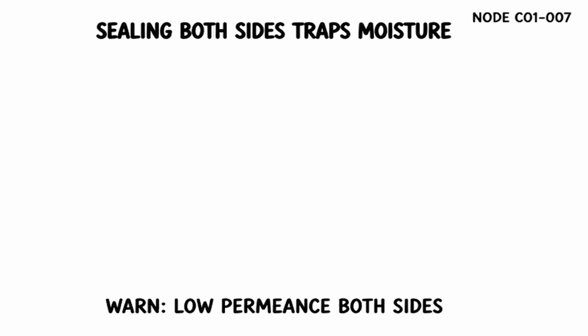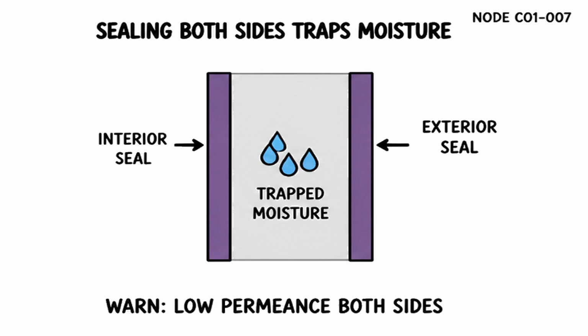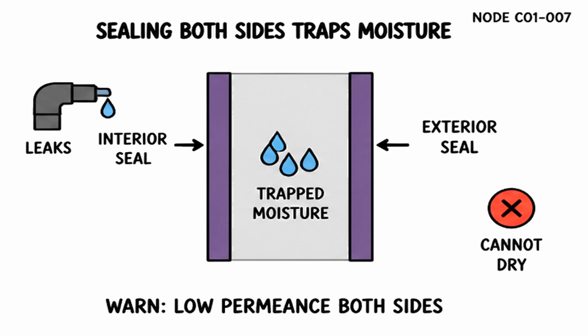Common error: sealing both sides with low permeance layers. A vapor impermeable layer on the cold side traps vapor against warm side materials that cannot dry. Any moisture from leaks or air leakage is locked inside.